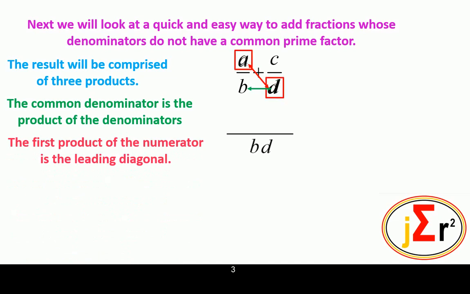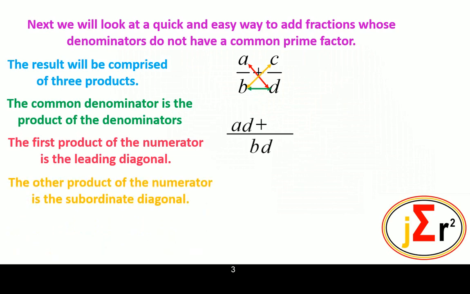So that's the leading diagonal. The product of the leading diagonal will be the first product of the numerator. And the second product in the numerator will be what we know as the subordinate diagonal. The other product of the numerator is the subordinate diagonal. And that's a very simple process.